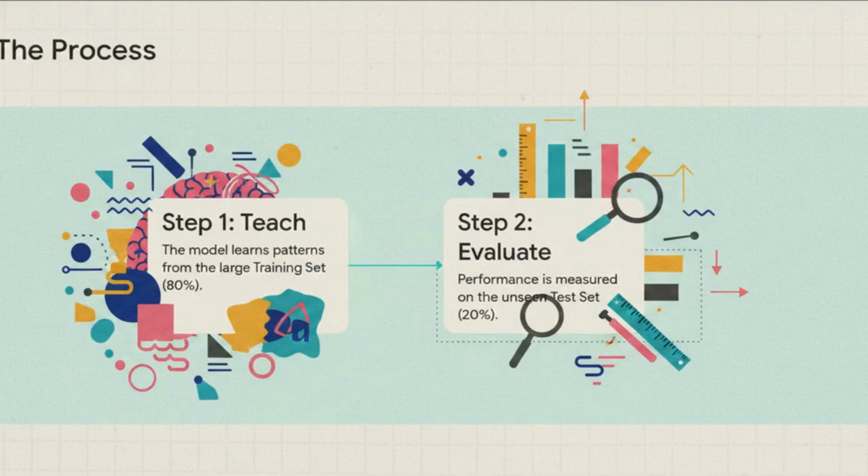And the whole process is a really simple two-step. First, we teach the model. We just let it loose on that big 80% training set to find all the patterns it can. Then, and this is the important part, only after its school days are over do we evaluate it. We pull out that secret 20% test set, the stuff it's never seen, and we see how it really does.